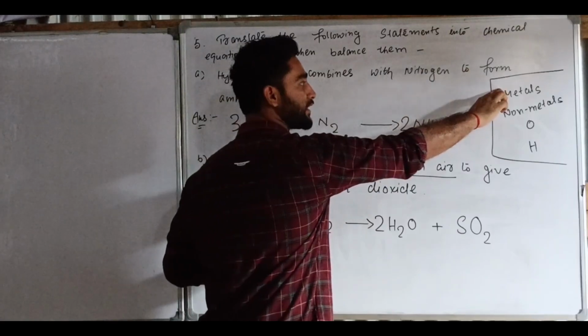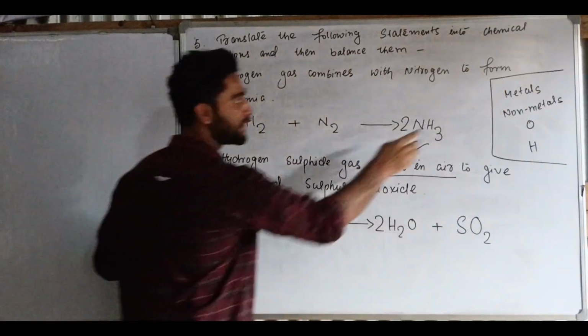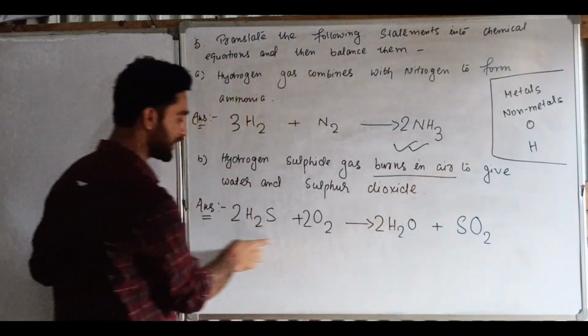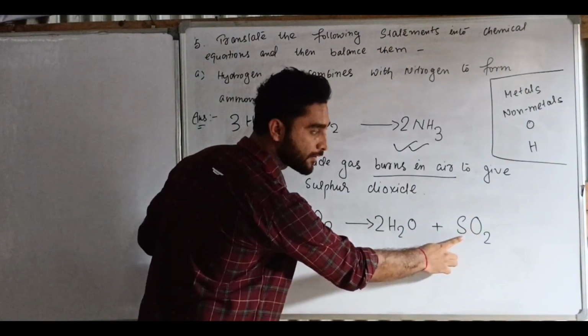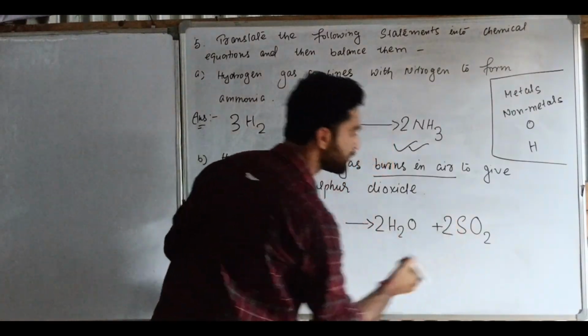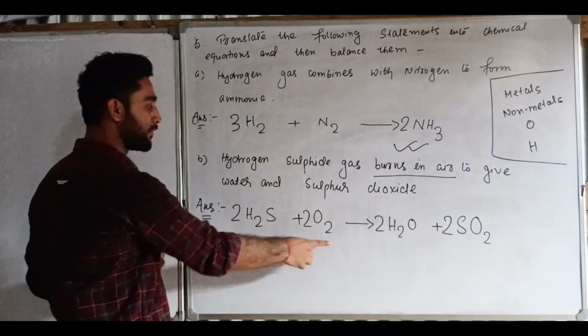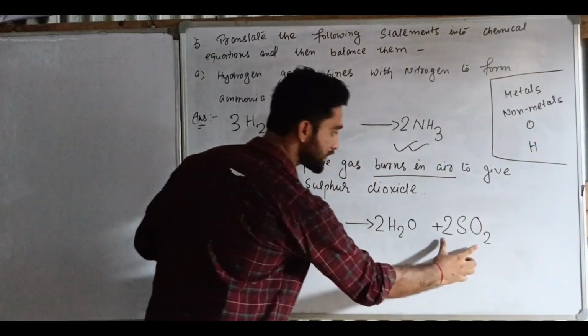Check, start from the metals. So here metals are absent. Then if metals are absent, then non-metals. Now check the non-metals. See, this side sulfur 2, this side sulfur is 1. So put 2 here. Okay, now again start from the beginning. Metals are absent. Sulfur 2, sulfur 2.